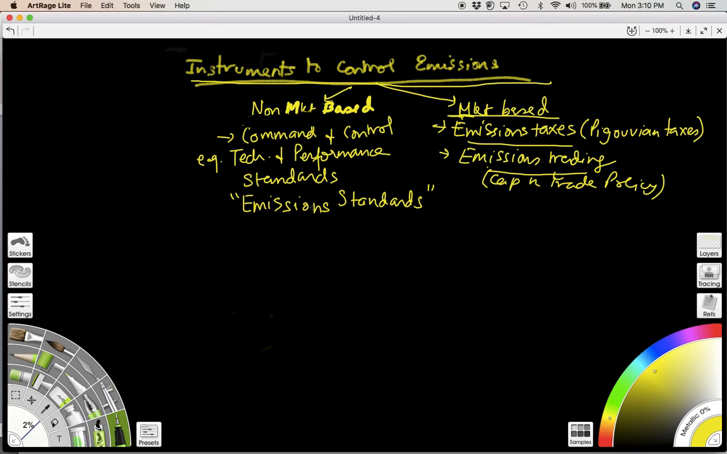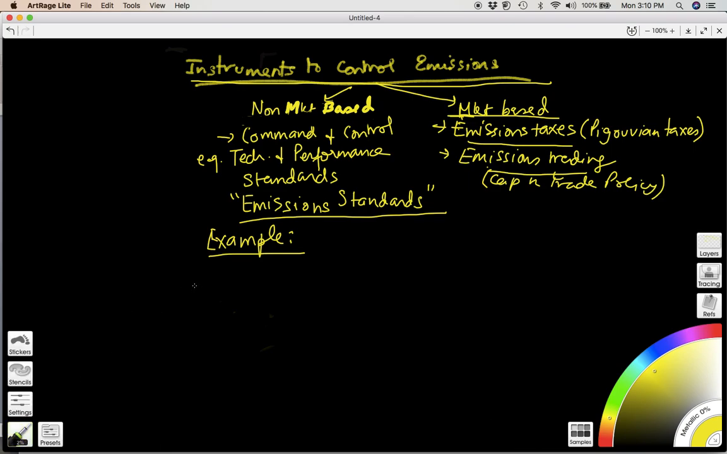So we are going to compare emission standards with emissions taxes and emissions trading, and then we are also going to compare emissions taxes with emissions trading, and then discuss a little bit about different situations under which we may have to resort to emission standards, although it may not be the most cost effective way. Okay, so we are going to start with a simple example. And you can go back to the PowerPoint slides and look at these examples as well, right?